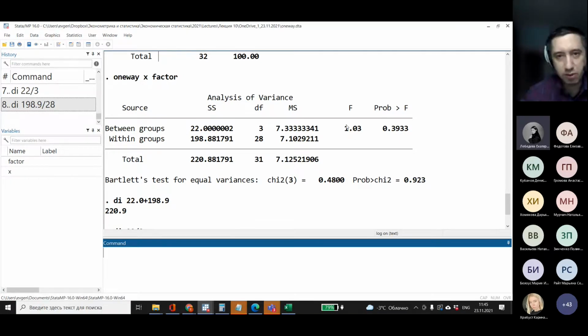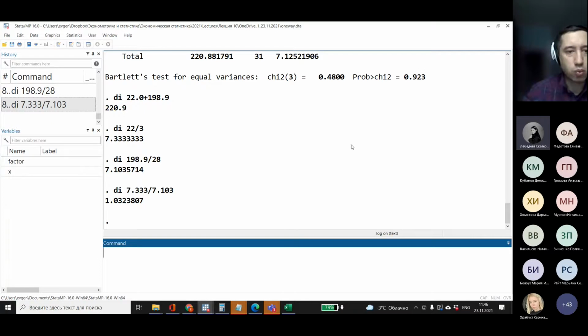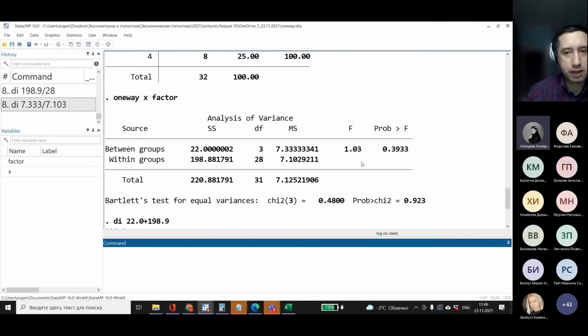Well, and almost the last step is to calculate the F statistic. To calculate the F statistic, I have to divide 7.333 by 1.03. And look, exactly the same number.